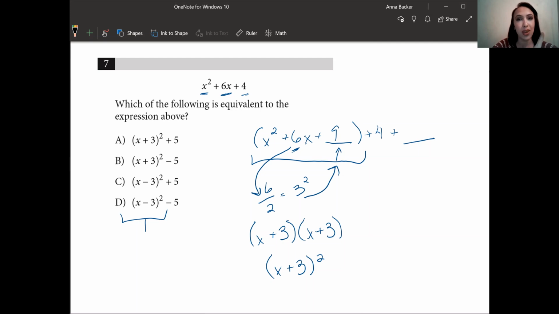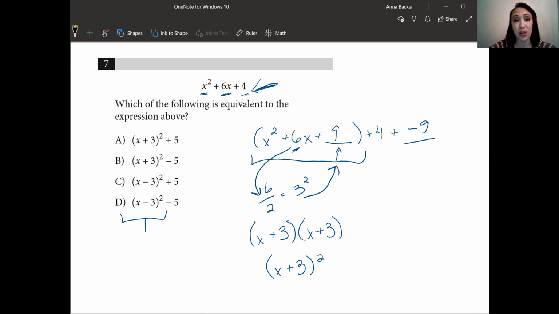Now, we can't just add 9 to this expression because now it's not the same expression that we started out with up here. We've added 9. It's something totally different. What we can do is add 0. How are we going to add 0? Well, we just added 9. If we wanted to get rid of that 9, we could add a negative 9 because 9 plus negative 9 is the same thing as adding 0.